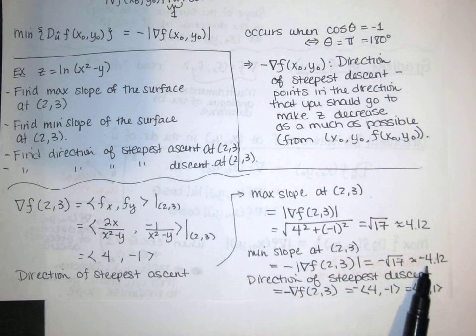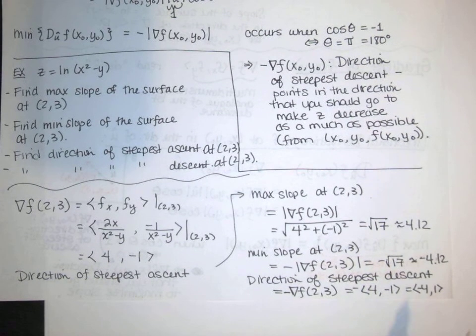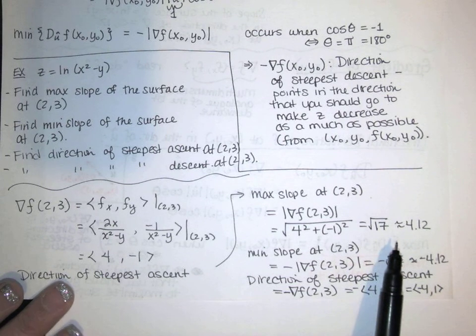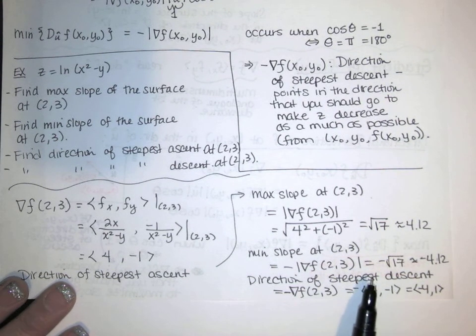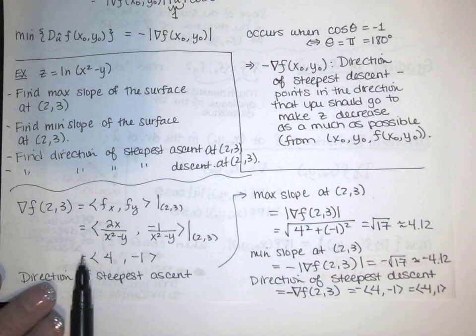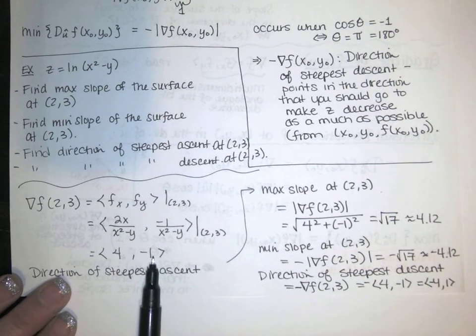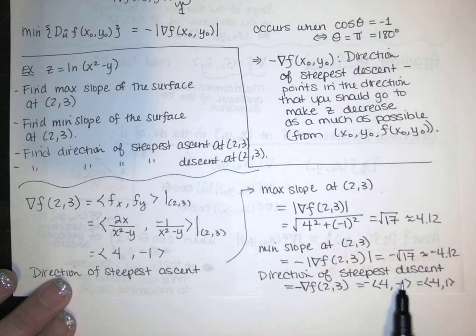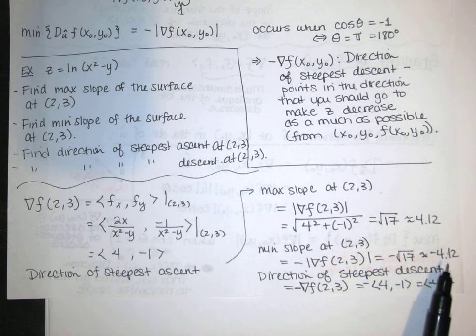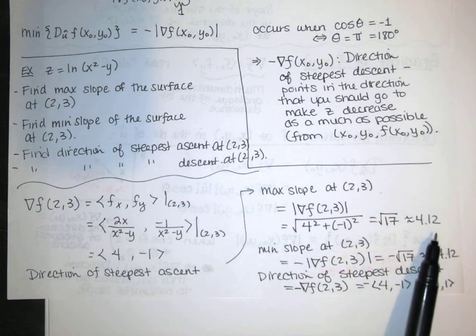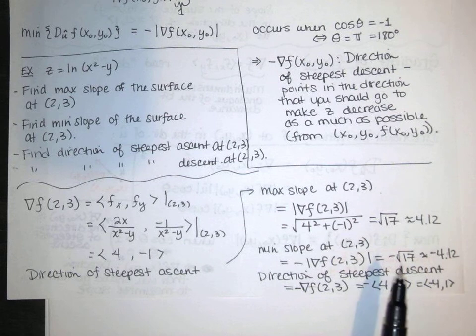Now this is the minimum slope, and that's the maximum slope. So that means for every unit vector in between this vector, which points in the direction of steepest ascent, and this vector, which points in the direction of steepest descent, all the slopes are going to be between -4.12 and positive 4.12, or between negative square root of 17 and positive square root of 17.